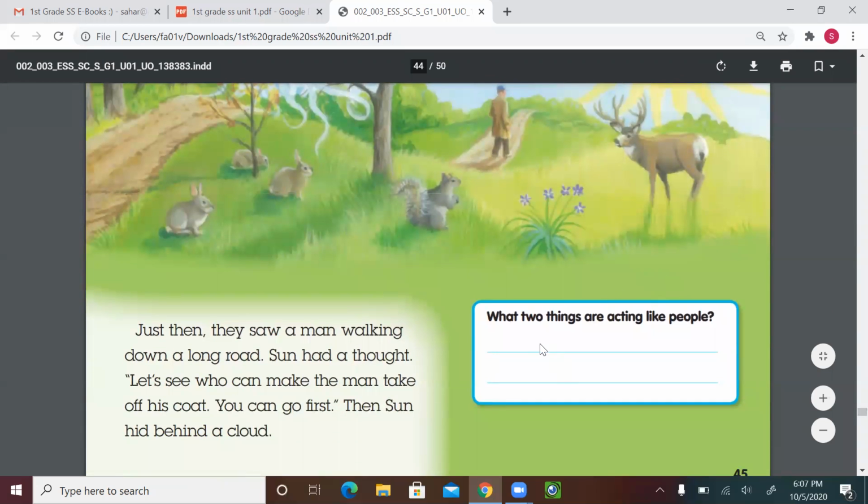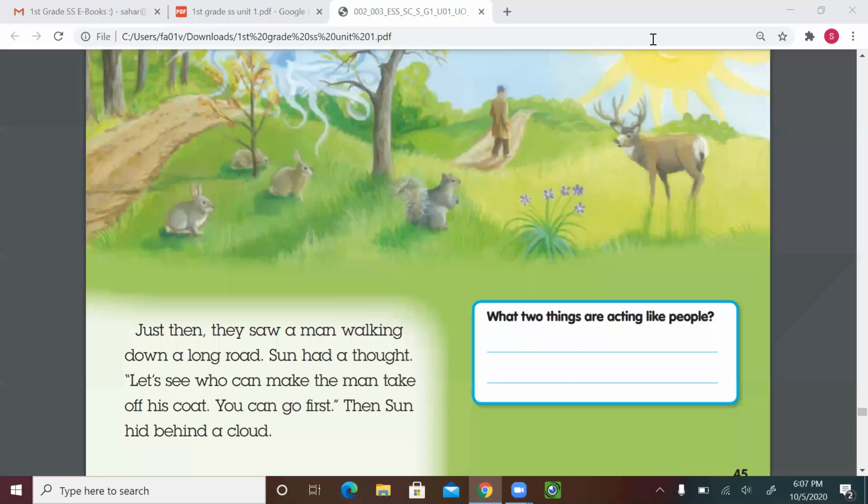All right, on this page, what two things are acting like people? Very good. The sun and the wind. So as we hear the story, the sun and the wind act like people. They were fighting, they come up with ideas and thoughts, and they want to see who's stronger.